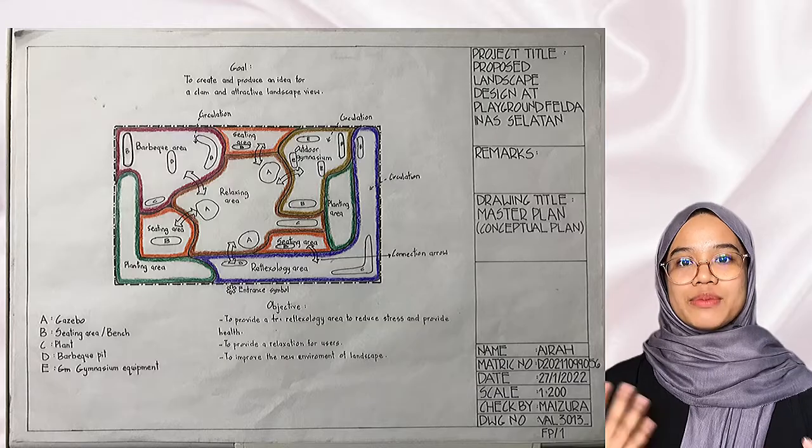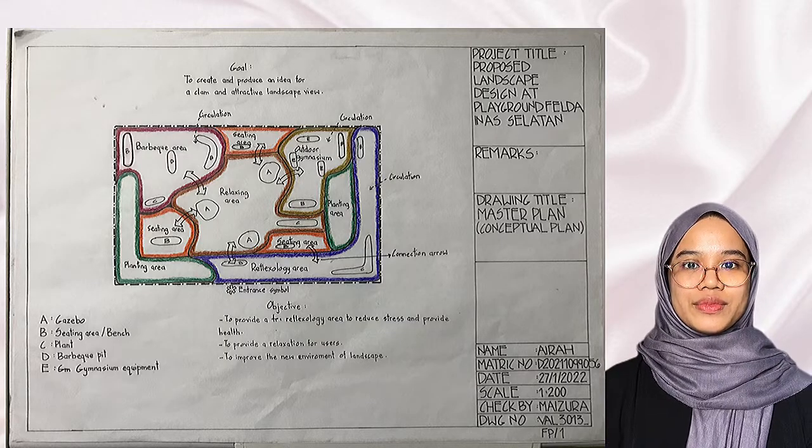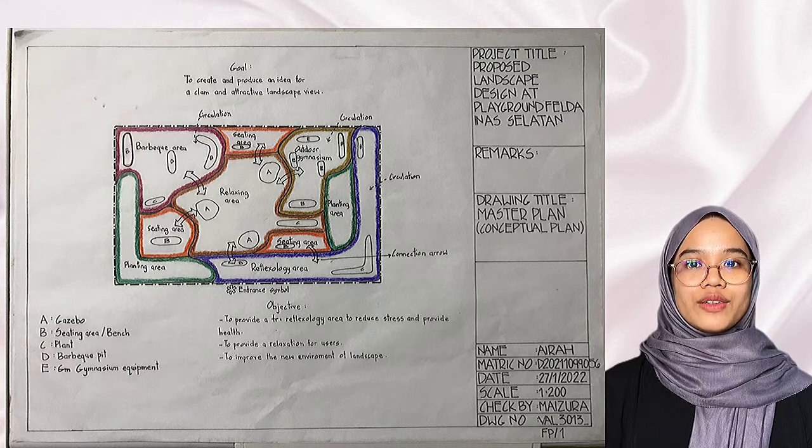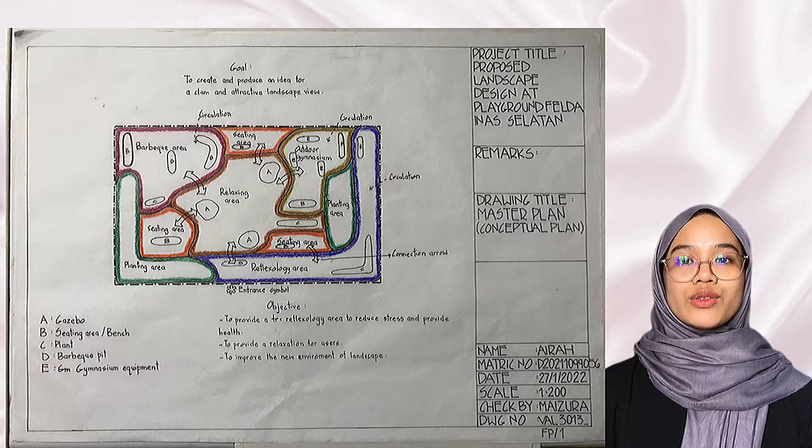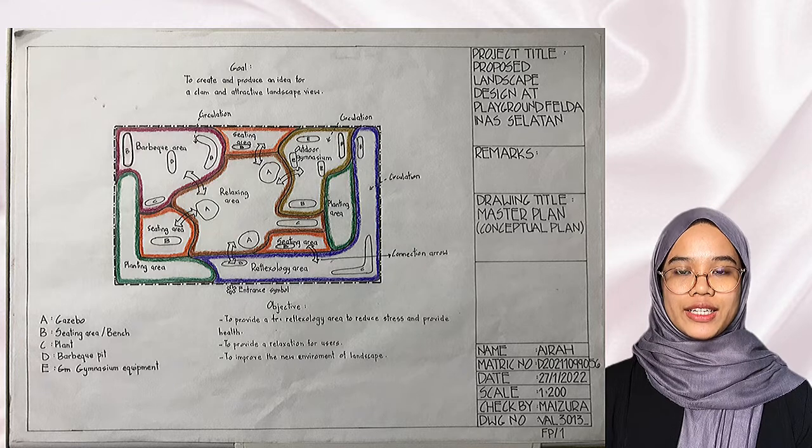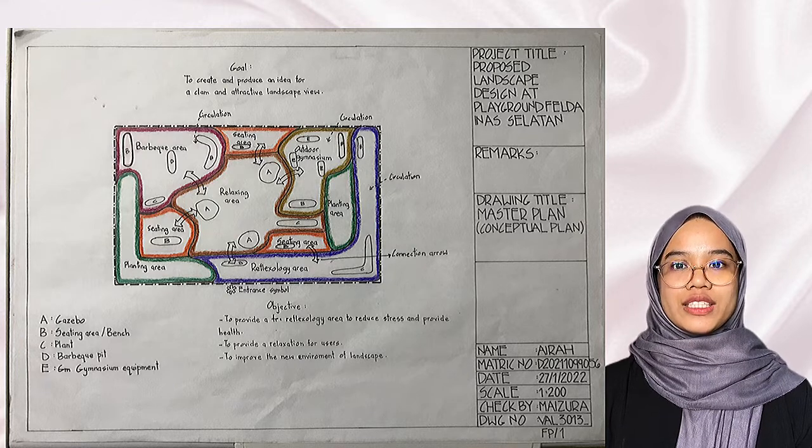The reason why I still put the relaxing area in the middle is that I want to point out that the relaxing area is the main area, or the main point of this site. Next, for the conceptual diagram. And this is my conceptual diagram. The goal of the conceptual diagram is to create and produce an idea for a clean and attractive landscape view.